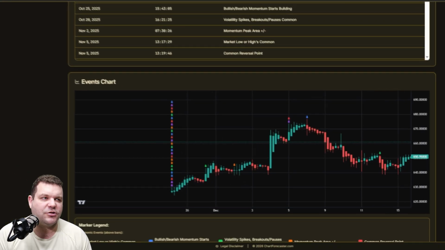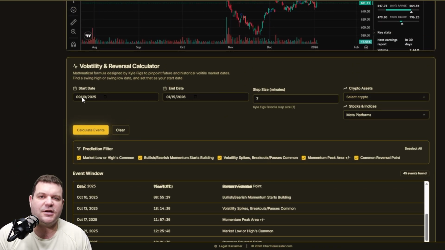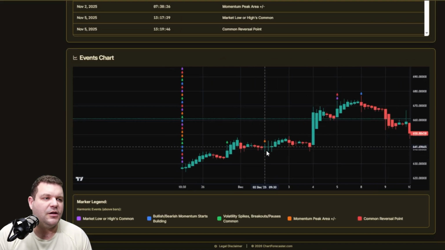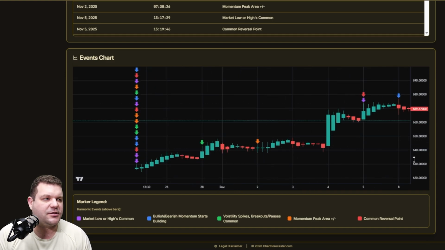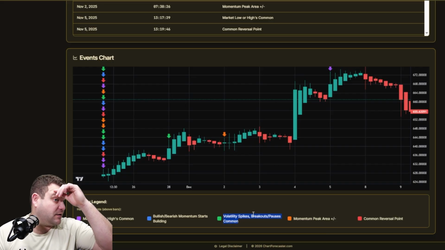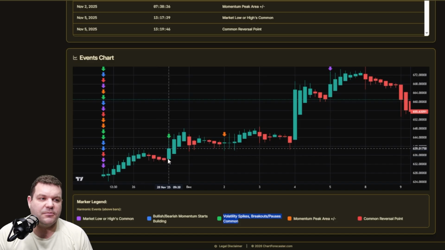So if you were to measure, let's say we were back in September and it was like September 21st, and we ran these numbers, or maybe it was like October 1st for that matter, or let's just say November 26th. Chart Forecaster basically put on the chart that at this date and time, watch out for volatility, spikes, breakouts, or pauses. And you can see that this color-coded arrow correlates to this color-coded area down here. And really, it does a nice job at predicting the breakouts and volatility.